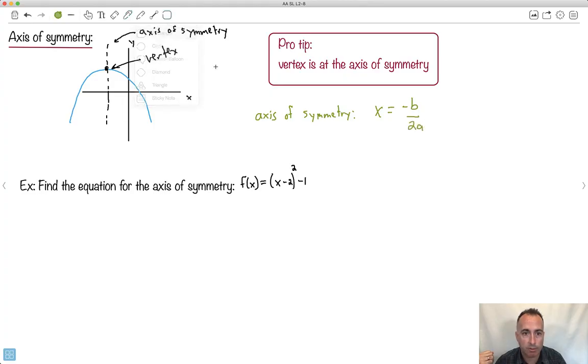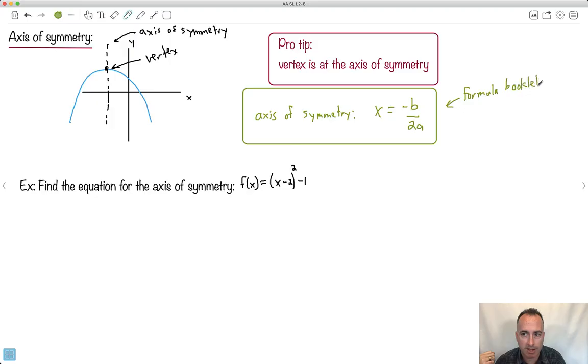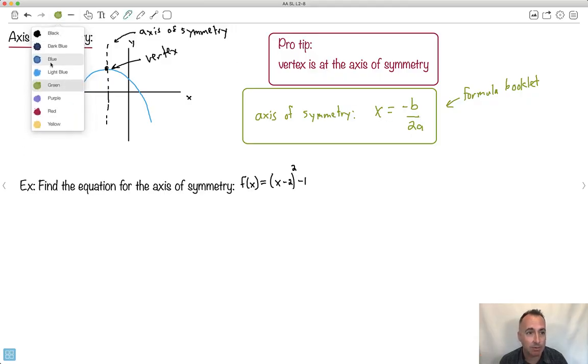This is on your formula booklet. You don't have to memorize it, but boy, oh boy, is it important. If you know what a is and what b is, then you know what to do. But do you see why I said it was important? Because maybe they don't just ask you for the axis of symmetry, but something about the vertex, and that's your key. Your vertex is at the axis of symmetry. In other words, this is the x value of your vertex.